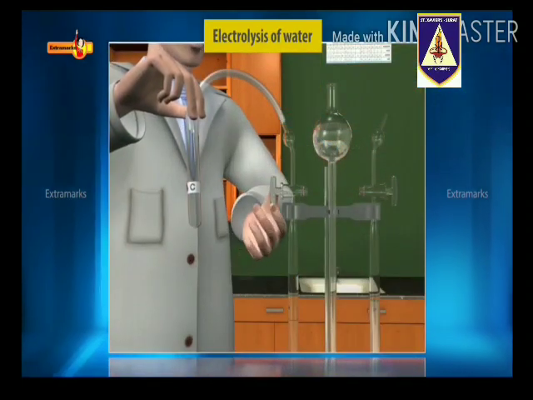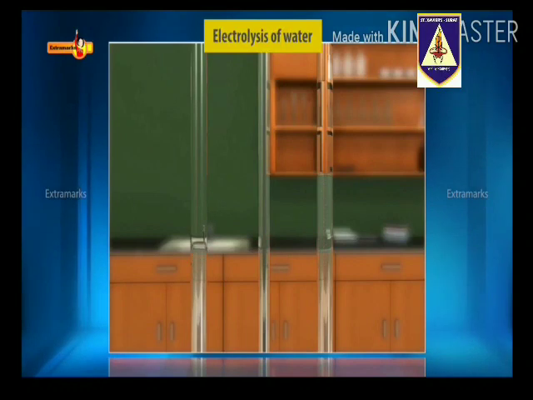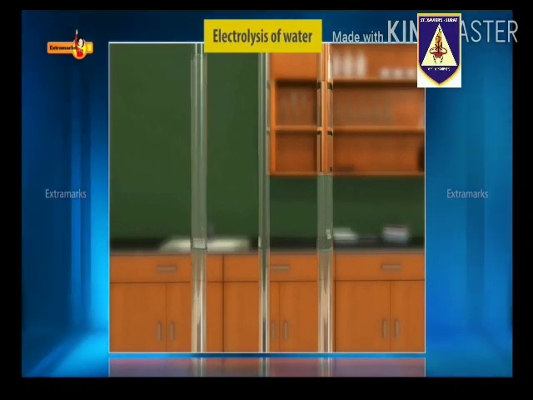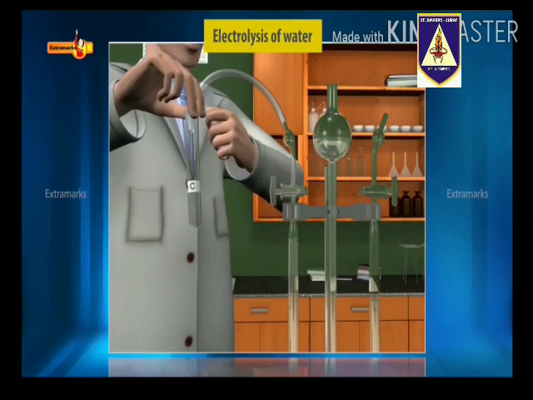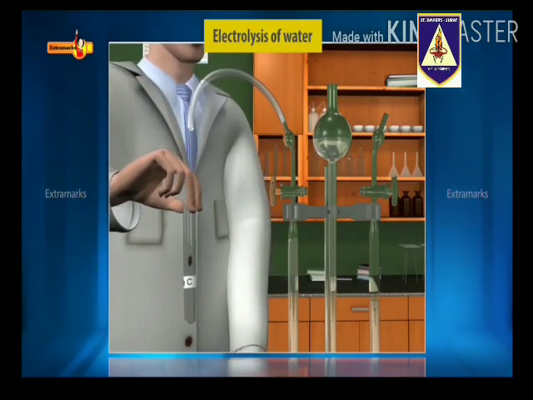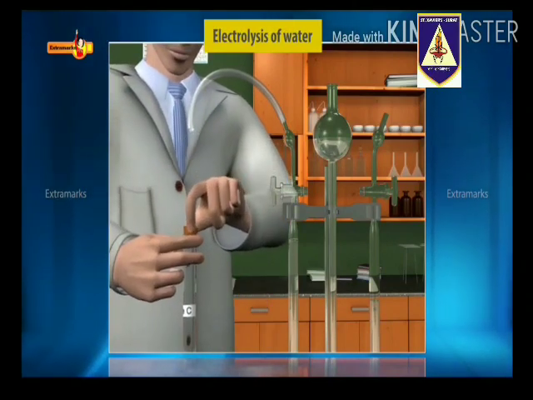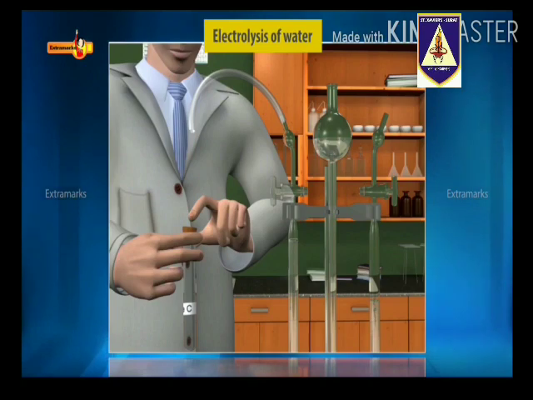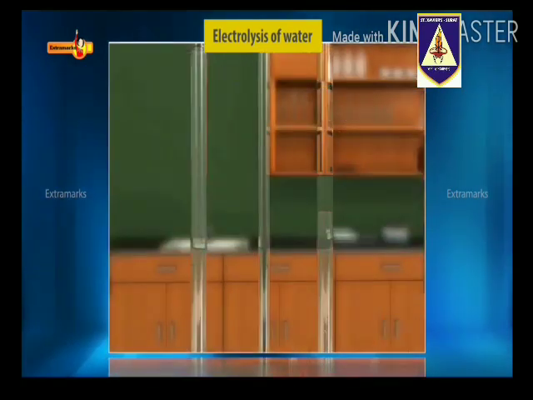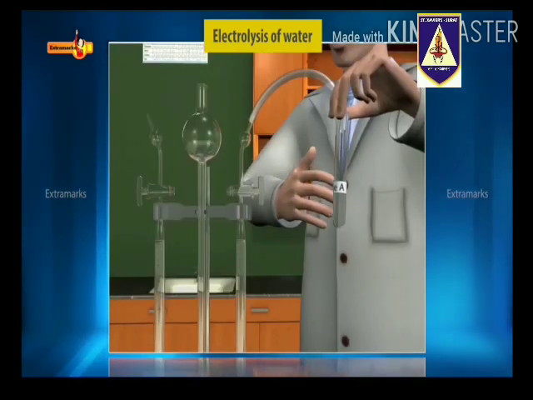In order to find out the answer to this question, collect the gas formed at the cathode in a test tube and close the mouth of the test tube with a cork. Label the test tube as C. Similarly, collect the gas formed at the anode and label it as A.